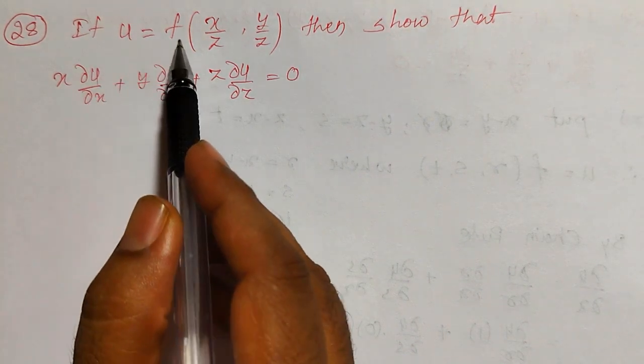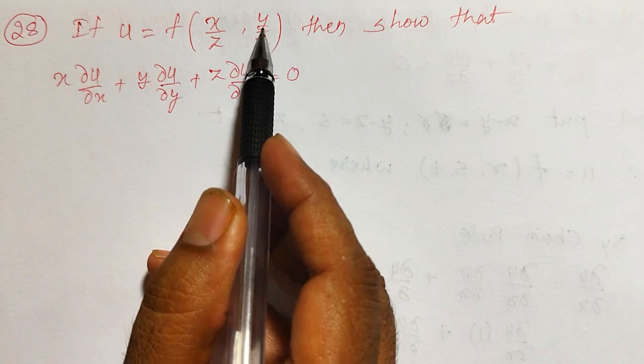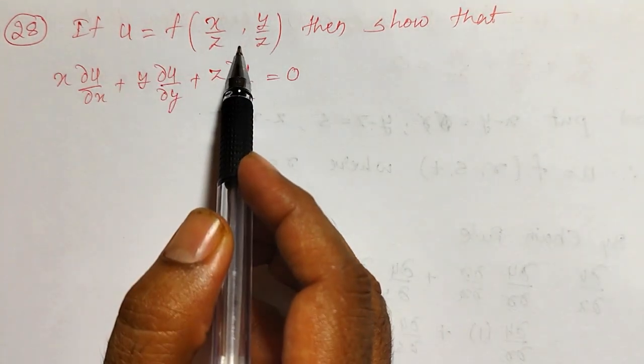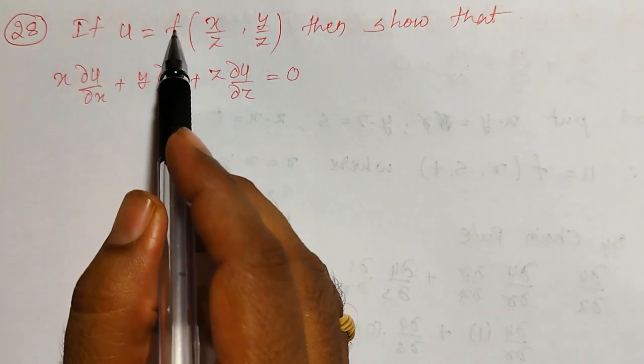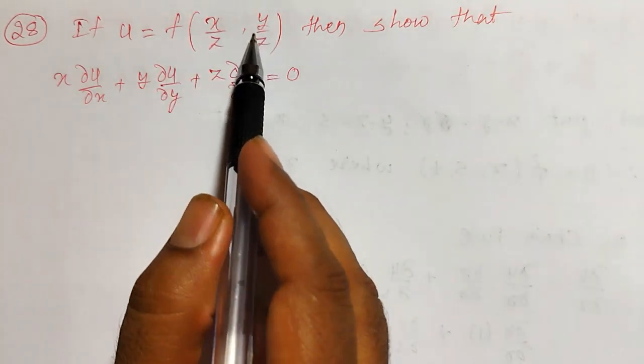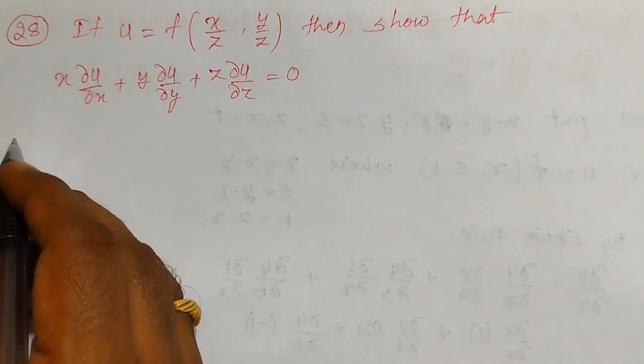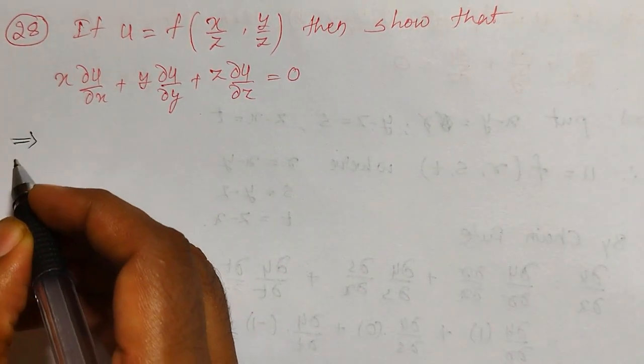Here u equals f of x by z comma y by z. u is a function of x, y and z, but f is a function of only two variables, x by z and y by z. This one I will convert into a composite function type.